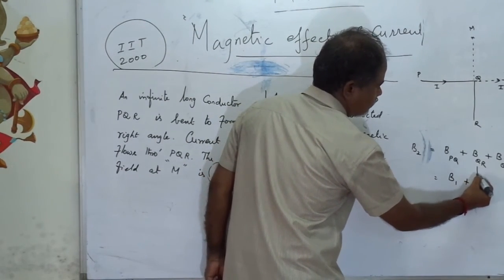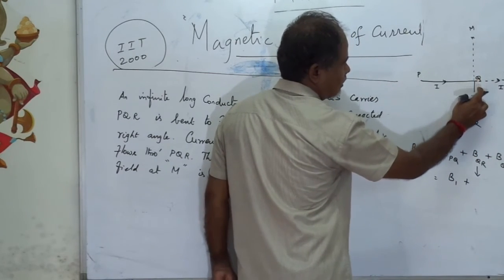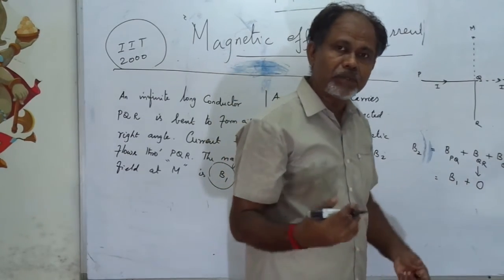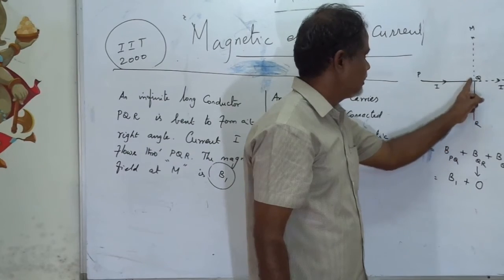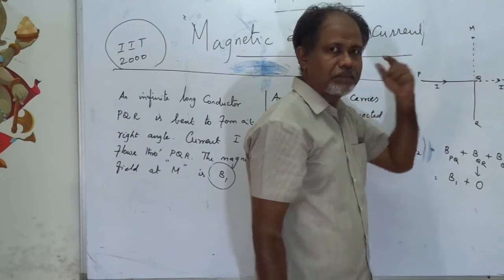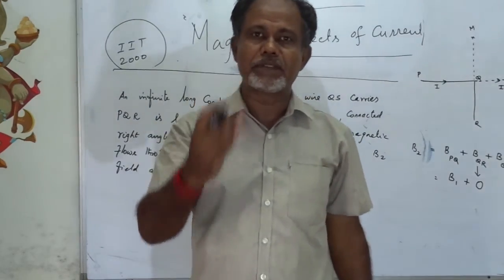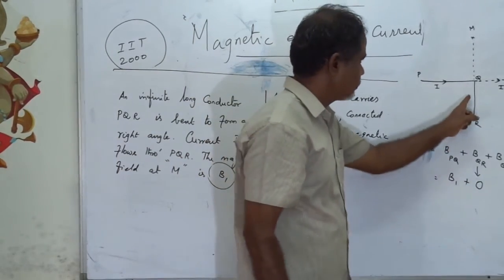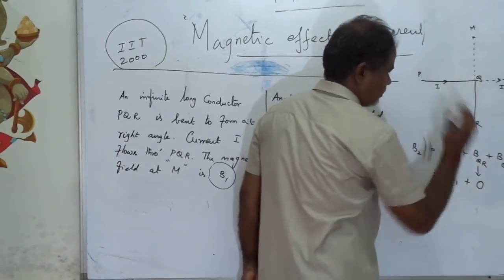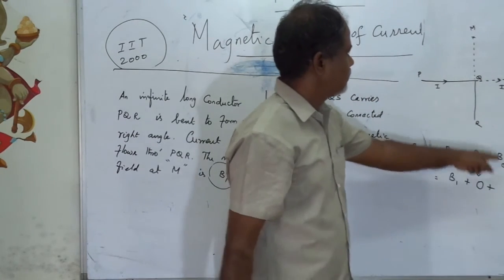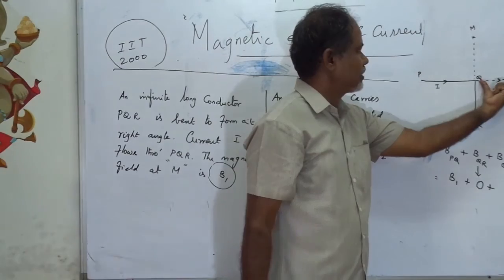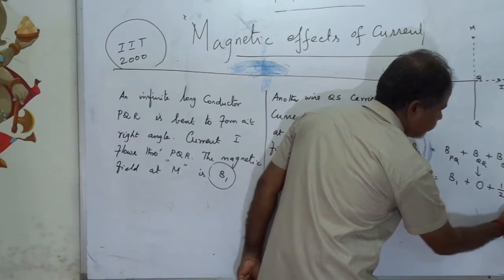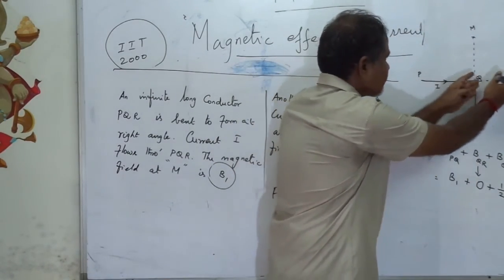What is the value due to segment QR? It is 0, since the current is along the direction through the point. When a wire passes through the particular point where we are going to find the magnetic field, it becomes 0. There is no effect. Then PQ and QS together: the effect is half of V1 from QS.